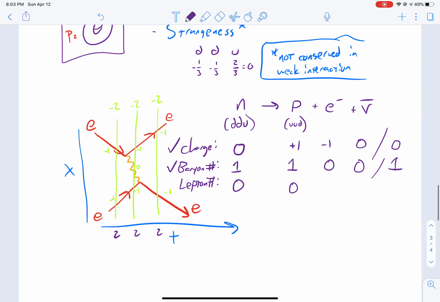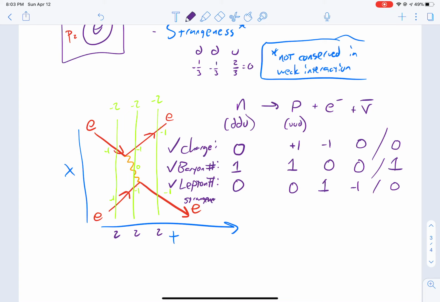All right, let's see. The electron has a lepton number of 1, as we just said, because it is a regular lepton. The antineutrino, well, it's anti, so it must have a -1 lepton number, which means the total lepton number is 0. That checks out. Finally, the strangeness.